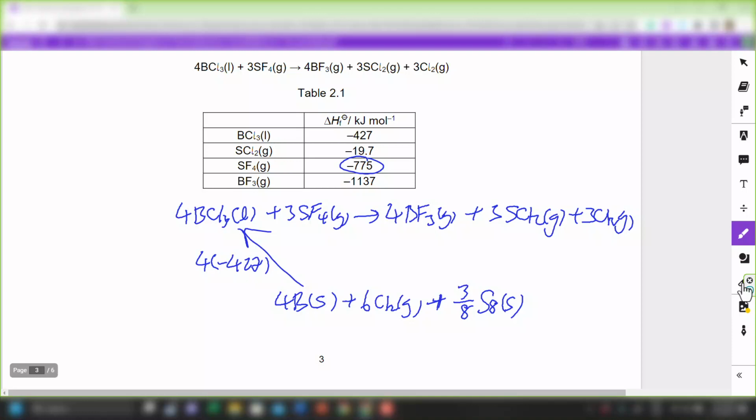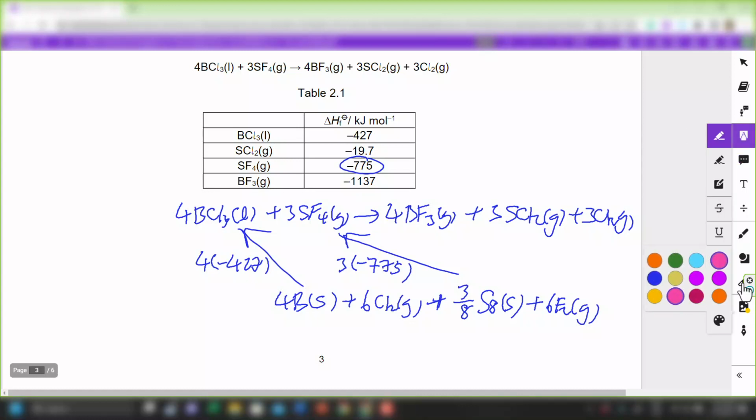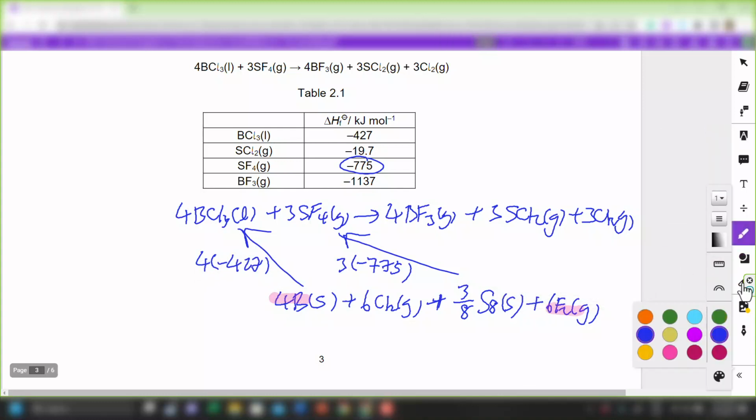Okay, and then of course plus 6F2 gas. Okay, over here I'm defining this. So that will be 3 multiplied by minus 775. Okay, and then I'm going to have BF3. So it should be balanced. Why? Because I have 4 B's here, and then F3s are all here. Okay, so that's perfect. So BF3, and then this will be negative 1137 times 4.